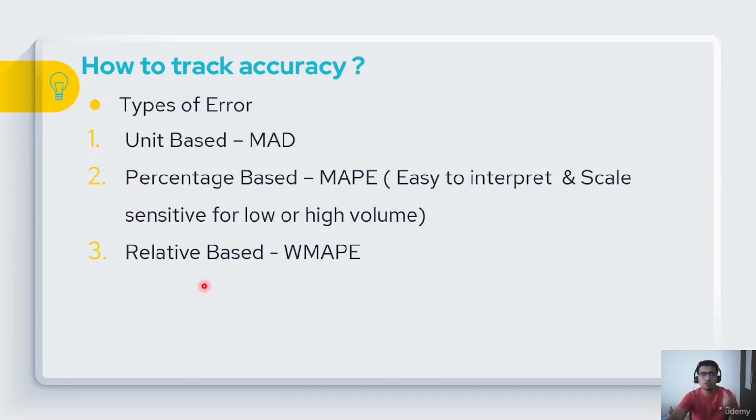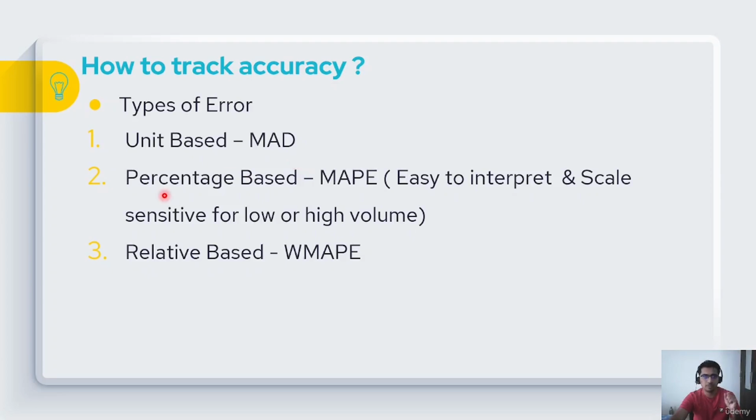Now, how do you review it? What's your KPI? It's basically the accuracy. There are three types of errors which are used in the industry. One is unit based, which is mean absolute deviation. It's the absolute deviation between forecast and actuals, and you take the mean of them.